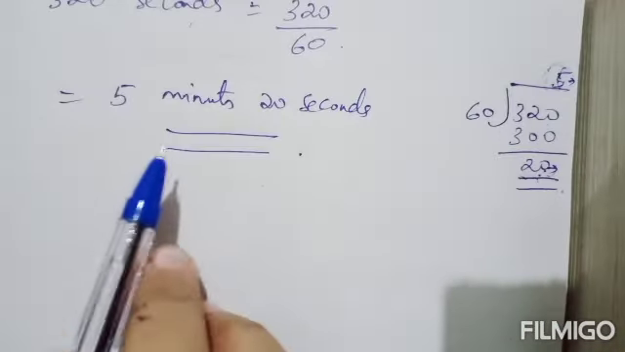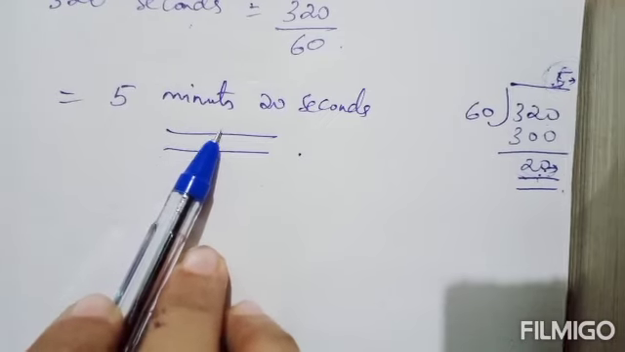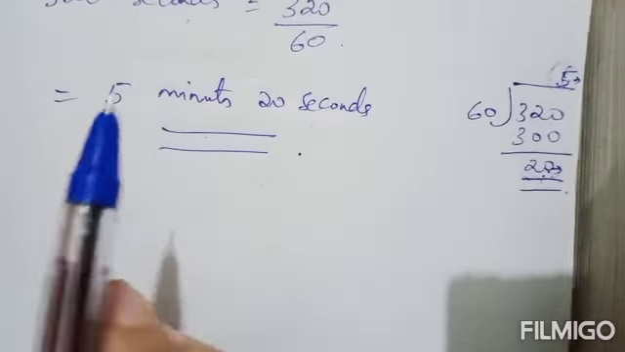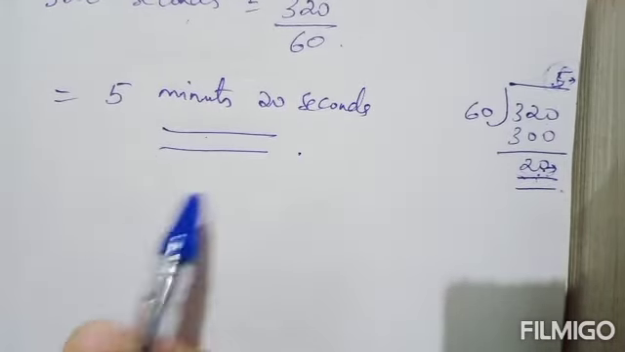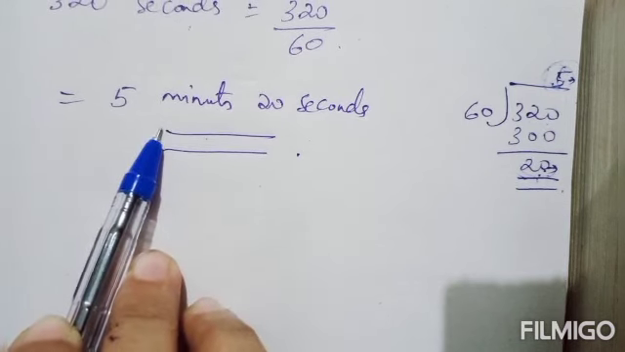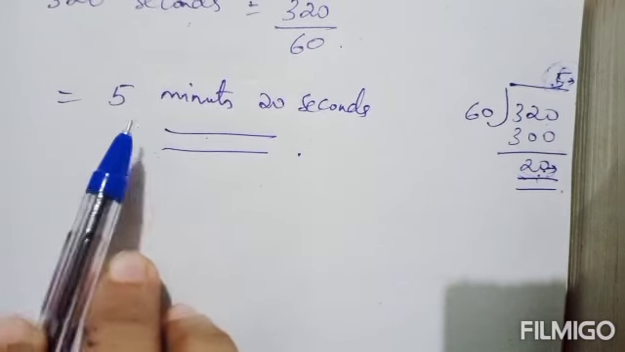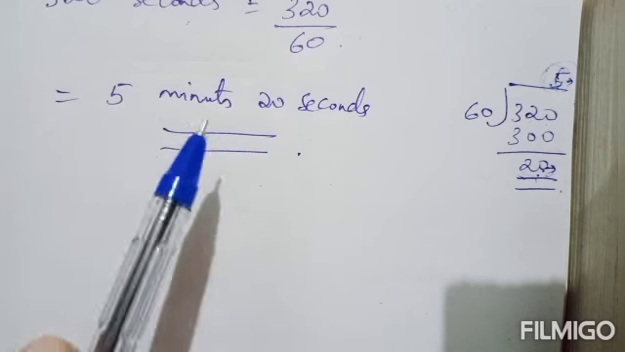So this is the time taken by Sakshi to go to her school and then return back. The speed is 1.5 meter per second.